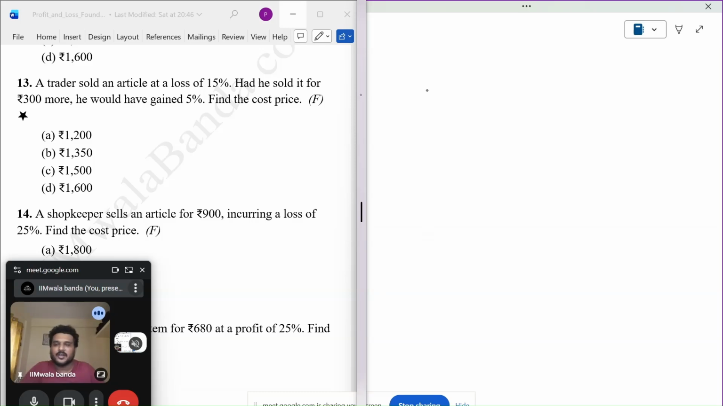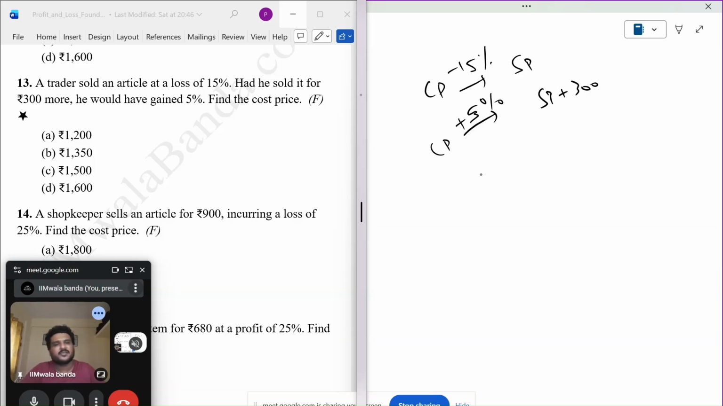A trader sold an article at a loss of 15%. Okay. So it has basically reduced by 15% and gotten to an SP. Had he sold it for 300 more, if the selling price was 300 more, he would have gained 5%.